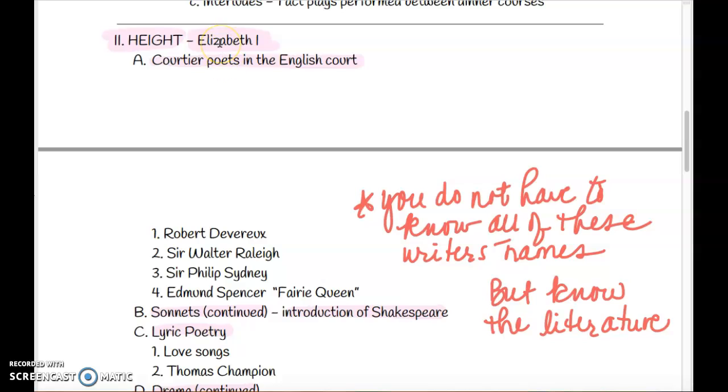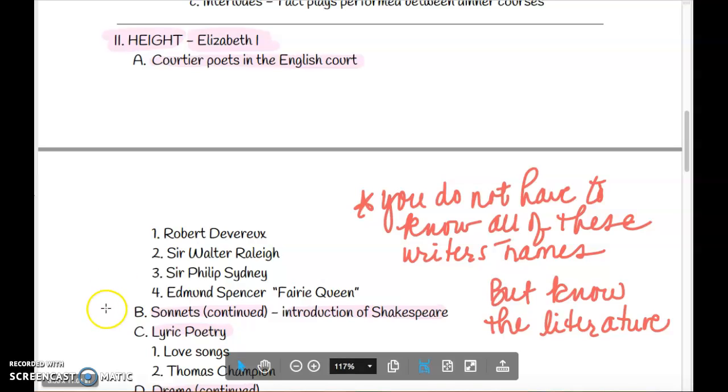All right, so I'm going to give you a lot of names throughout this. I'm not going to ask you, obviously you need to know Shakespeare and maybe one other name, but this listing of names, don't worry too much about. But some examples of the courtier poets were Robert Devereux, Sir Walter Raleigh, Sir Philip Sidney, and Edmund Spenser. And his famous poem is The Faerie Queen. But in our course, we're not actually going to read any poems by these authors, per se.